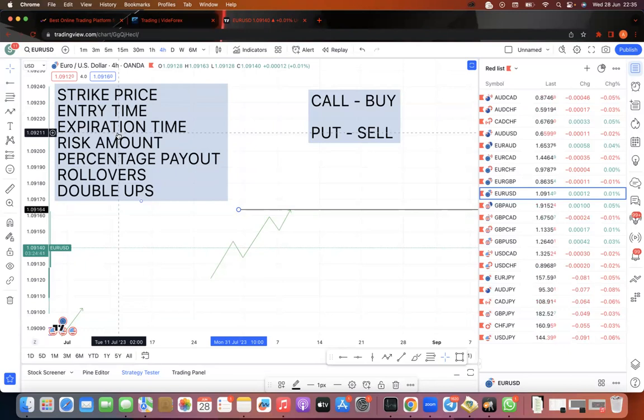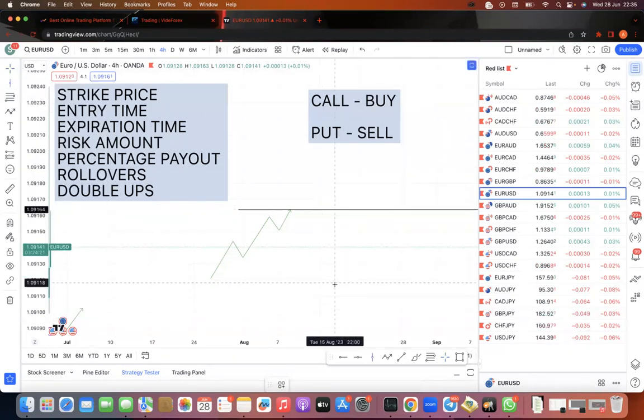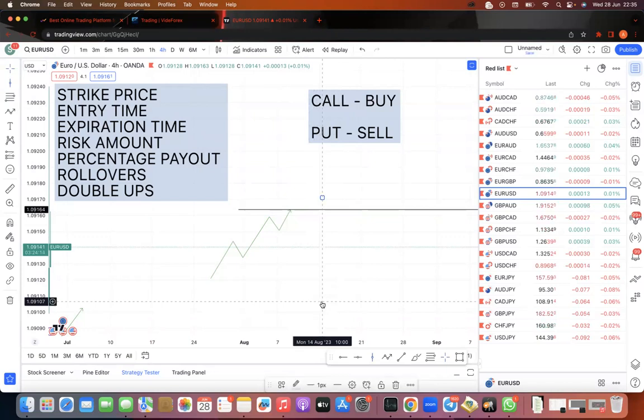Okay. So let's say, for example, I choose 5 minutes as my expiration time. What I'm basically saying is that this trade is going to end after 5 minutes. So let's say this is the 5 minutes from my entry time. Okay, this is when the trade is going to end.